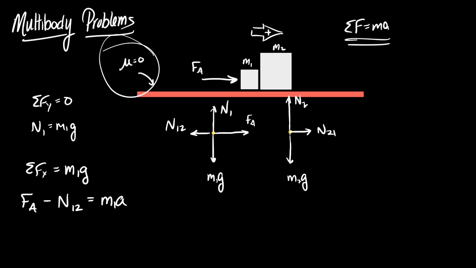Let's go to the other box. Net force in the y direction equals 0. So N2 equals M2G. But net force in the x direction equals M2A. I see only one force to the right. N21 equals M2A.